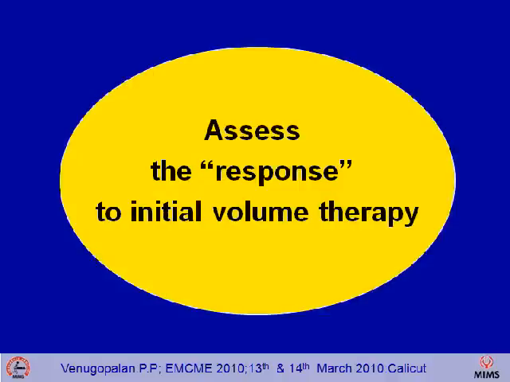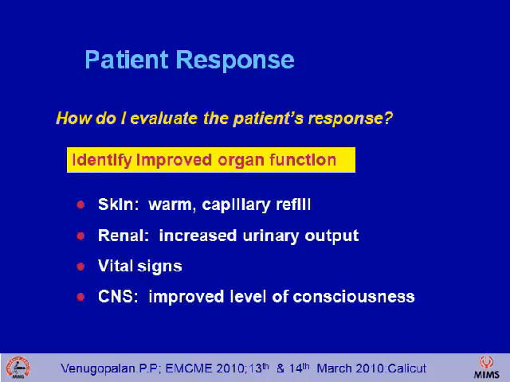So always, whenever you are administering fluid and blood, you should also assess the response to the initial volume therapy. How do you assess the response to fluid therapy? You look at the improvement of organ perfusion: look at the skin, whether it's back to warm and normal, back to normal capillary fill. Look at the renal function, how the urine output has improved. Look at the vitals, whether they are back to normal, and look at the CNS, how the level of consciousness has improved.